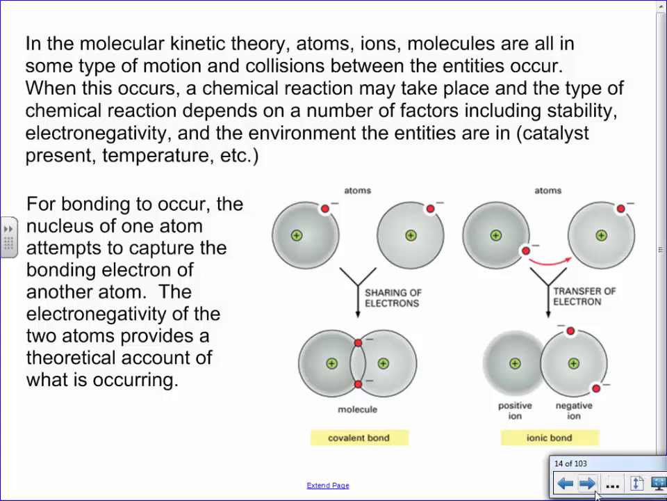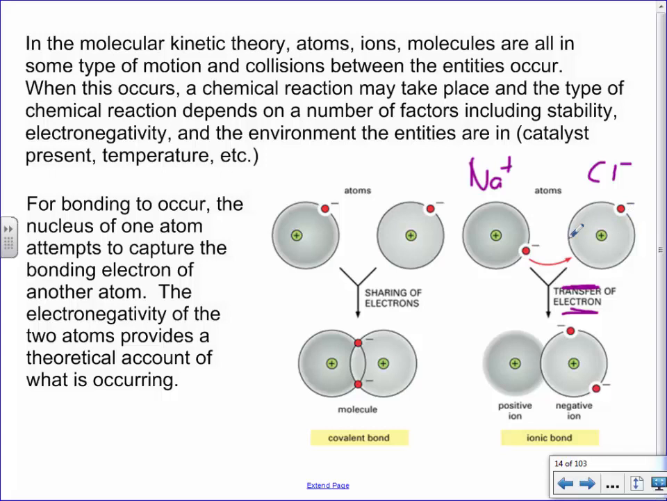Okay, so I want to go back to sharing versus transferring electrons here. You guys have seen pictures like this before, right? Where we have sharing electrons versus transferring electrons. I want to focus specifically on transferring electrons right now. Let's say that I had sodium as my positive and chlorine as my negative. We can now talk about electronegativities as a way to describe this.